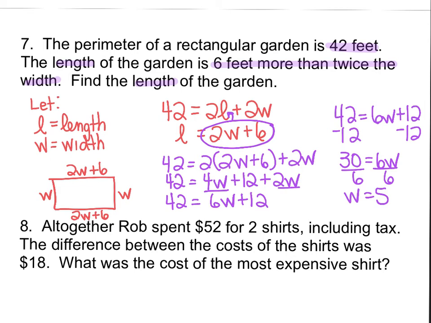Now I'm going to plug in 5 back up here into my original length equation. So 2 times 5 is 10, plus 6 is 16. So we would like to write a sentence, and I'll squeeze that in up here. The length is 16 feet.